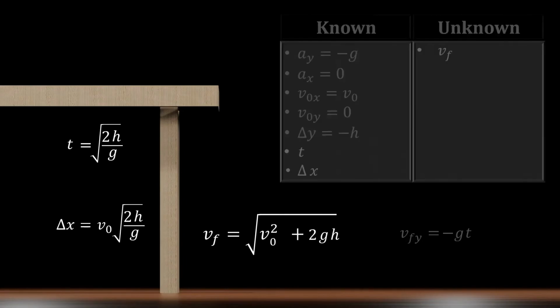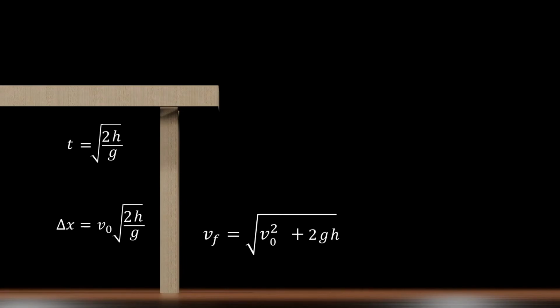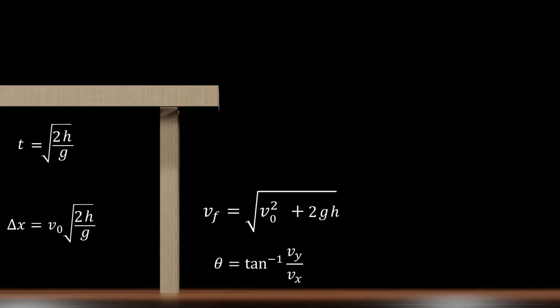For the direction of the final velocity, we will take the inverse tangent, or arctangent, of the y velocity divided by the x velocity. The reason why will also be covered in our vector addition video. We now have the final expressions in terms of the known values, so we're done. We can plug in a couple of example values to test it out.